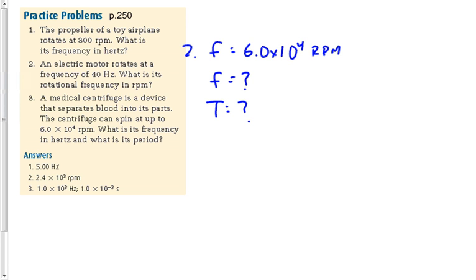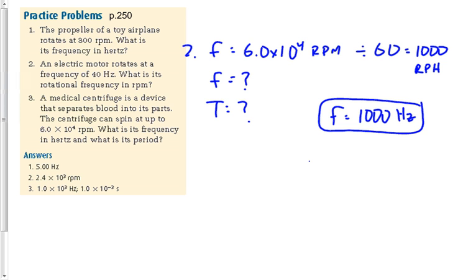We've got to get fewer revolutions in 1 second than we get in 1 minute, so it's going to be divide. When we divide that by 60, what do we get? I think 1,000? Is that right? 1,000 revolutions per second, or 1,000 hertz. Now, the period is most easily found by saying 1 over the frequency, 1 over 1,000. 1 over 1,000 is 1.0 times 10 to the negative 3 seconds.